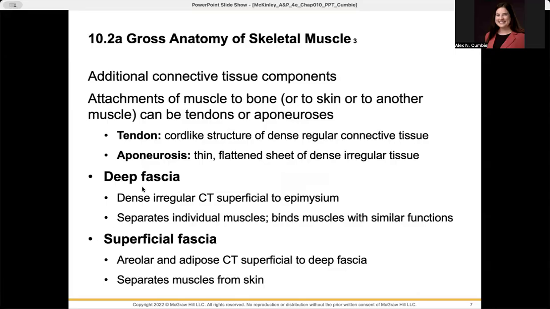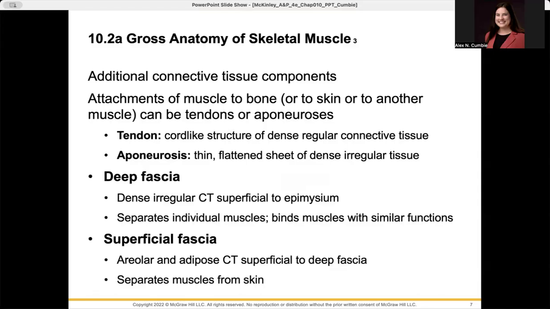Deep fascia, okay, so this is deeper in the body, not towards the surface, is going to be lying kind of right next to epimysium. So remember, epimysium is what covers that entire muscle group. It covers all of those fascicles. And so this is sitting on top, this deep fascia made of dense irregular connective tissue, very similar to the aponeuroses. And what it's going to do is separate individual muscles from each other.